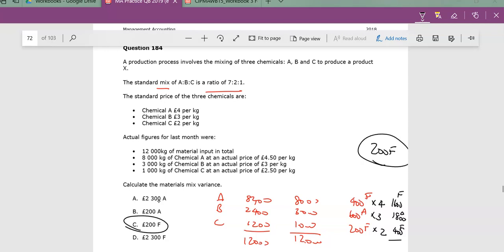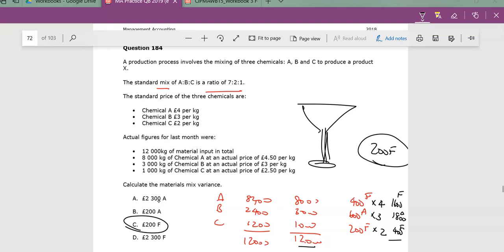So the key point is take the actual amount of kilograms that went in, and let's just look at the mix. You decided to change the mix. Think of it like a cocktail. You've changed the mix of the cocktail, and we just want to understand whether you've saved or you've spent.